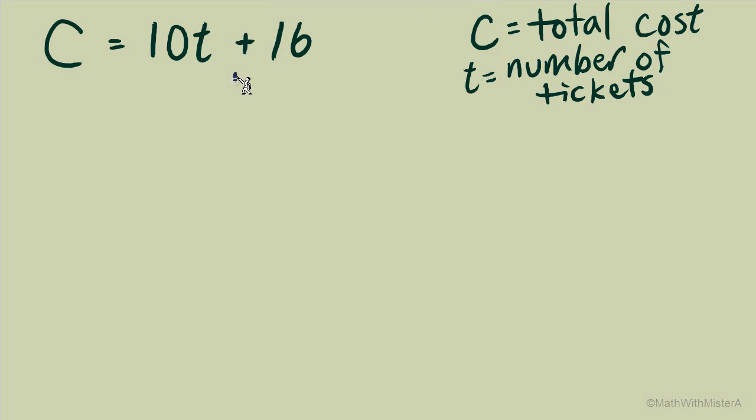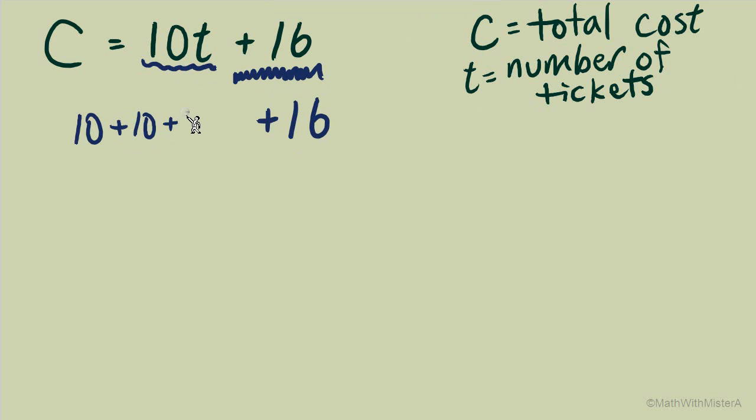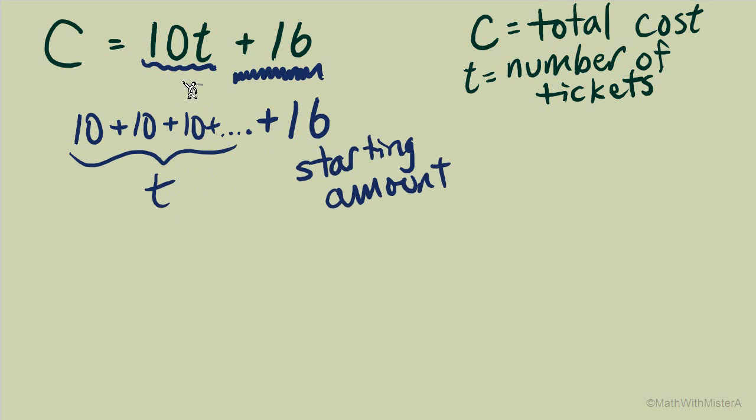The constant in this expression, the plus 16, would only show up once in this calculation of total cost. But 10 times t represents 10 added over and over some number of times, and the t tells us how many times. So the 16 is the starting amount, and 10 is the constant rate of change.